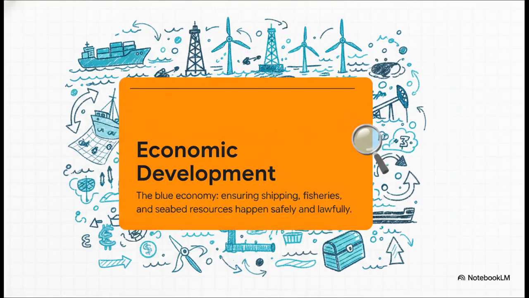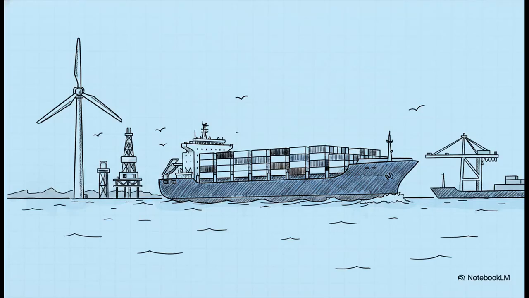Finally, we have to talk about the state's commercial interests at sea. The ocean is just this massive economic engine. So we cap off our definitions with Pillar 4, economic development. This is formally defined as the blue economy, meaning the state's interest in ensuring that shipping, fisheries, offshore energy, and seabed resources all happen safely, lawfully, and sustainably. Commercial shipping is your prime, concrete example for this one.